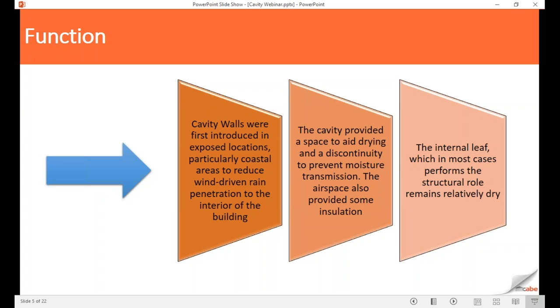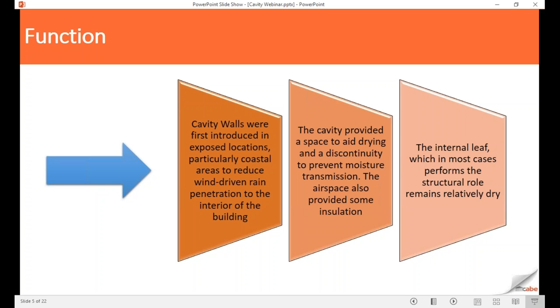So starting first of all in exposed locations, particularly coastal areas with a lot of wind-driven moisture, where it was getting constant wetting and not necessarily so much of the drying effect, cavities started to be introduced so that when the moisture hit the inside of the cavity, it then had an opportunity to dry out within that void and didn't transmit through onto the internal surface. That airspace originally would have been ventilated with air bricks to aid in that drying process. Even though it was ventilated, it did as a consequence improve the thermal performance of that wall.